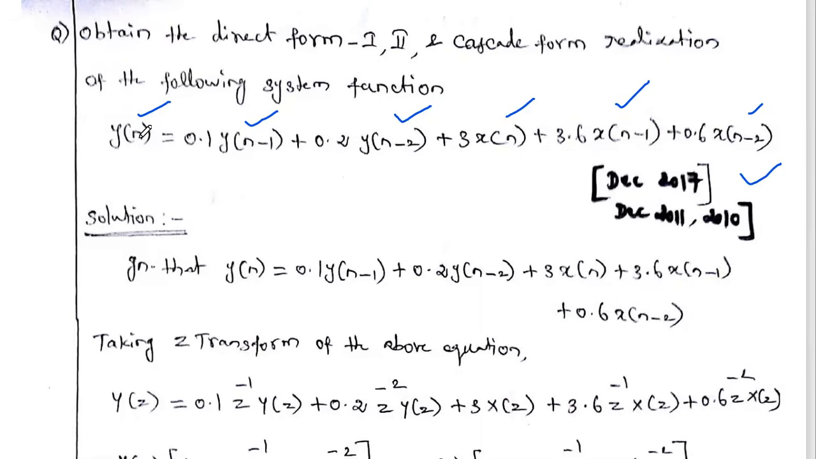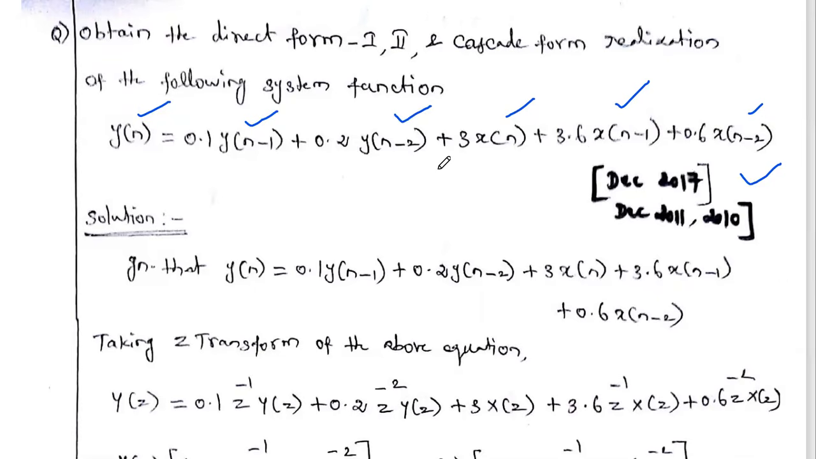So here the present output depends upon the previous outputs as well as the present input and the previous inputs. That's why this is called an IIR system. So we are going to draw three different forms: direct form 1, direct form 2, and cascade form realization of this system.